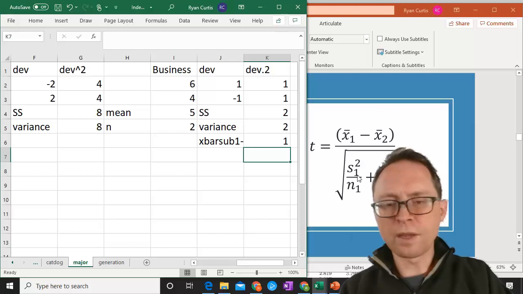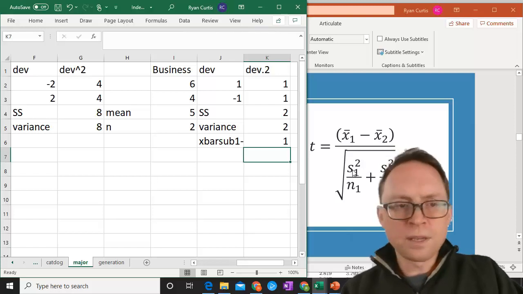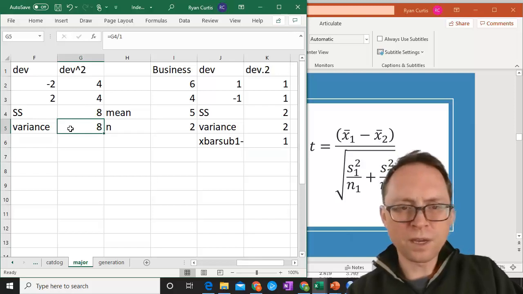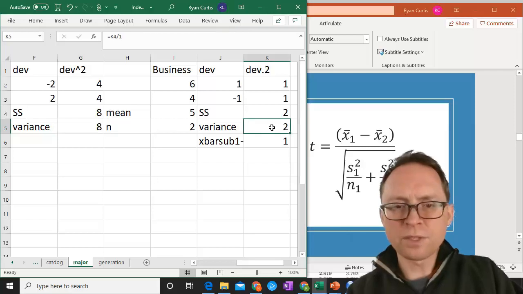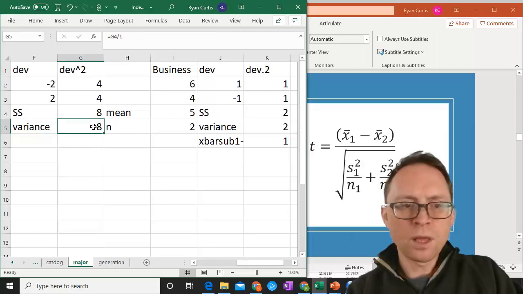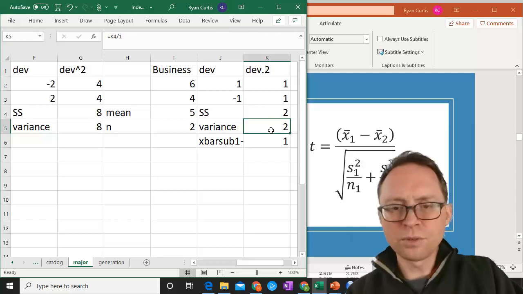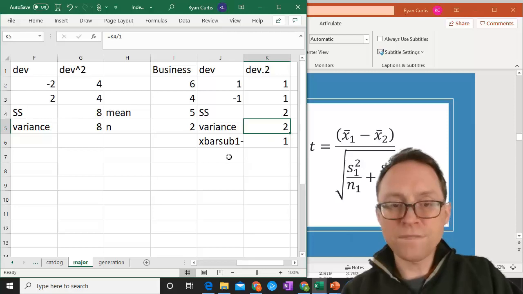Now, let's work on this thing right here. The variance of psychology is over here. This is the variance of psychology majors. It is 8. The variance of business majors is 2. 8 divided by 2 is this one. So variance divided by n, 8 divided by 2 is 4, plus variance 2 divided by 2 is 1. So this is going to be 5.